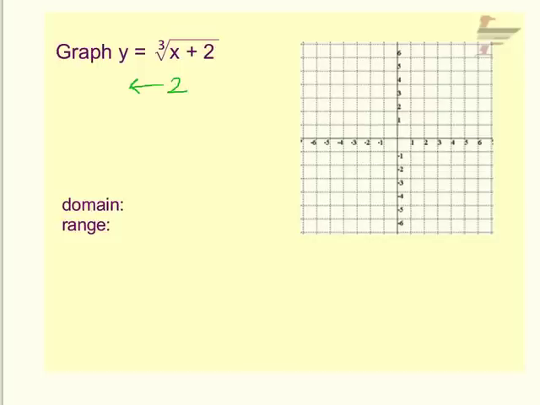So from the origin, we're going to go to the left 2, and that is going to be the start of our graph. Right here. From here, you're going to do your 1, 7 pattern. So I'm going to go out 1 and up 1. Then I'm going to go out 7, 1, 2, 3, 4, 5, 6, 7, and up 1. And then you go back to the center, your first point. You're going to go out to the left 1 and down 1. And then out 7, 1, 2, 3, 4, 5, 6, 7, and down 1. And then you can draw in your graph.